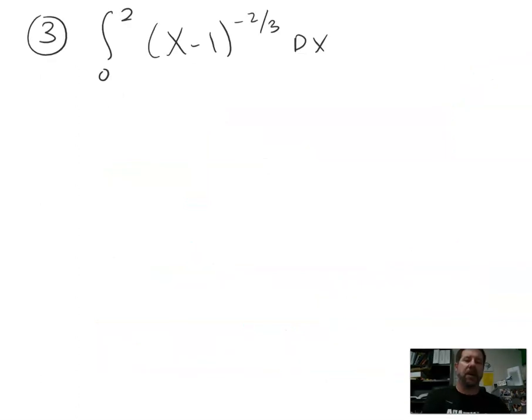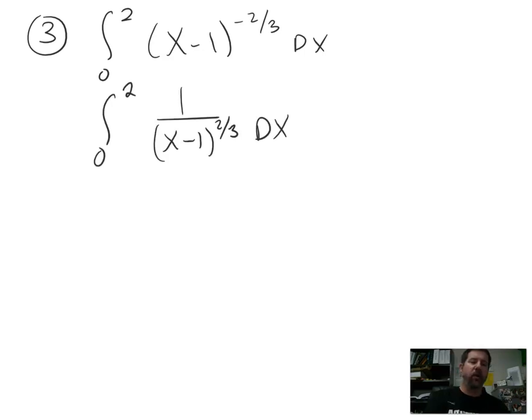Okay, so getting to a better example here, kind of like our warm-up problem. I want to do the integral from 0 to 2 of x minus 1 to the negative 2/3. When you have stuff like this, I think the very first thing we should do is rewrite it, to make yourself cognizant of the fact that this is going to have a vertical asymptote. This would have a vertical asymptote when the bottom equals 0. So there's going to be a vertical asymptote at x equals 1.